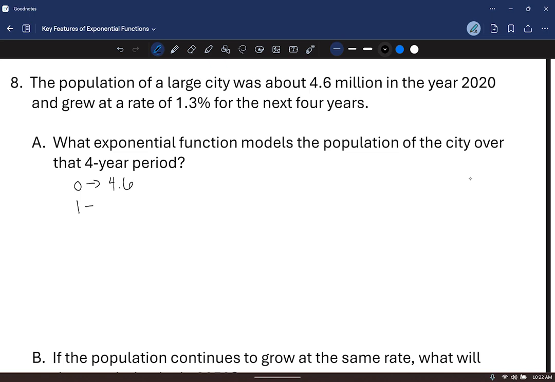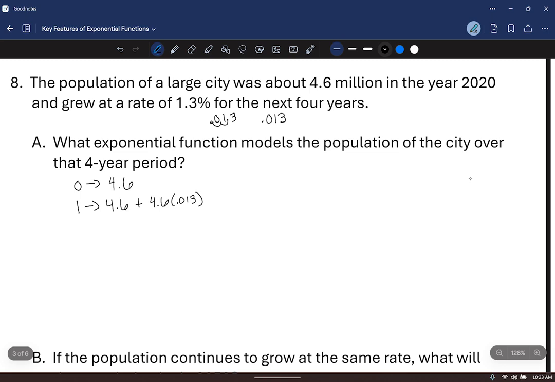So if I want to figure out the population for the next year, I have to take my original 4.6 and add a growth of 1.3%. Now, when we multiply a percent, we do it as a decimal. So I'm going to change 1.3% to a decimal. That would be 0.013. And I'm going to take that times the 4.6. So 4.6 times 0.013 gives me how much it grew.